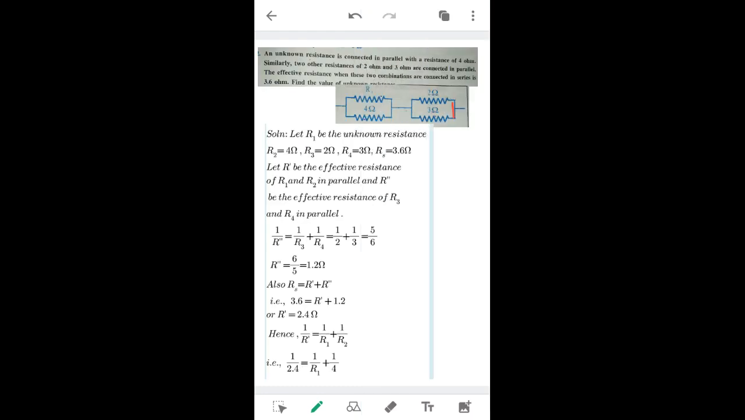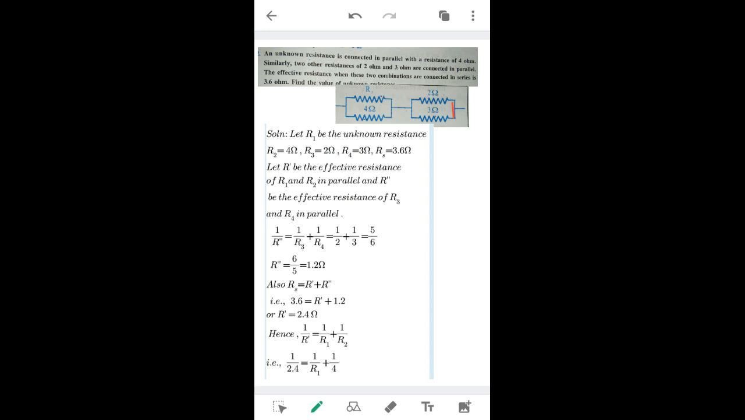An unknown resistance is connected in parallel with a resistance of 4 ohm. Similarly, two other resistances of 2 ohm and 3 ohm are connected in parallel. The effective resistance when these two combinations are connected in series is 3.6 ohm. Find the value of the unknown resistance.